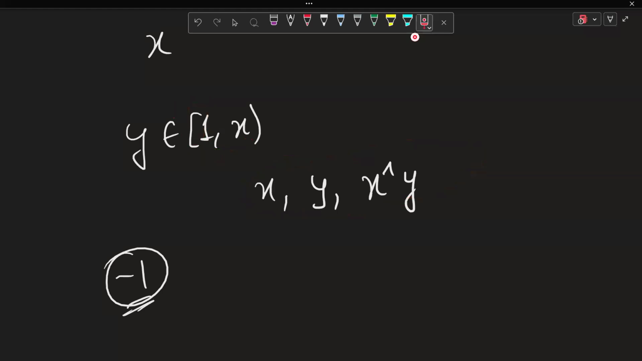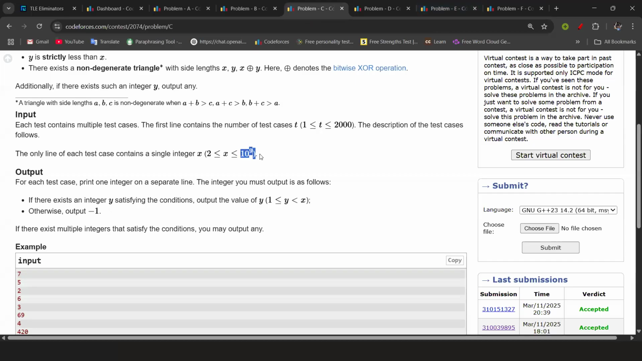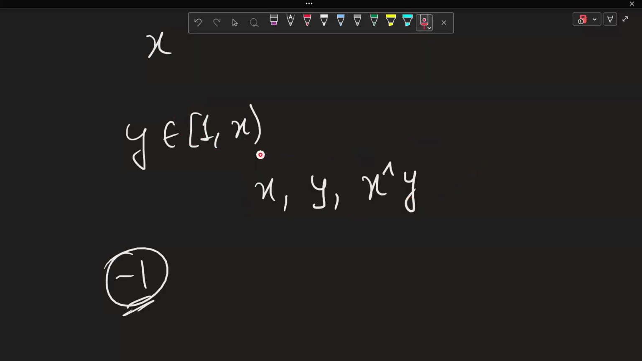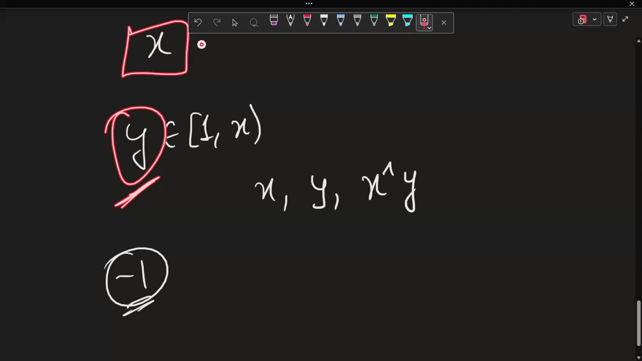But again, this x is up to 10^9. So if you do that brute force approach, it would be order of x, which would give you a TLE. So you cannot do that brute force approach. You need to find some way to do it optimally. Basically, you need to find this y just by looking at this x.